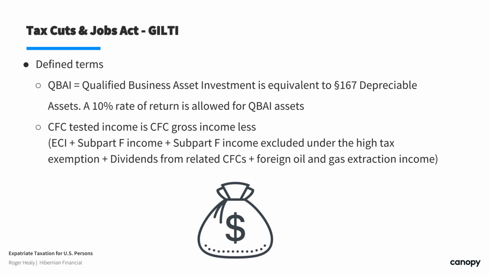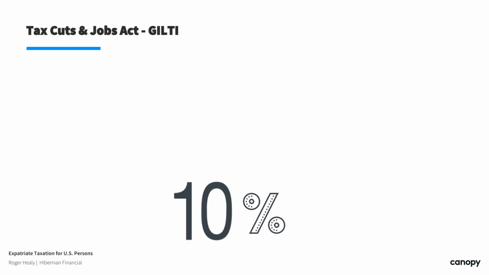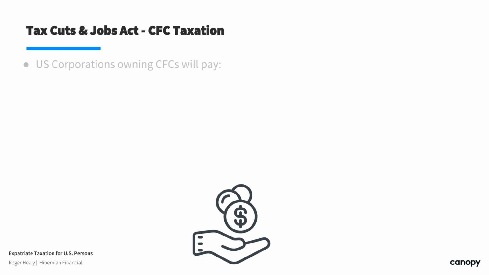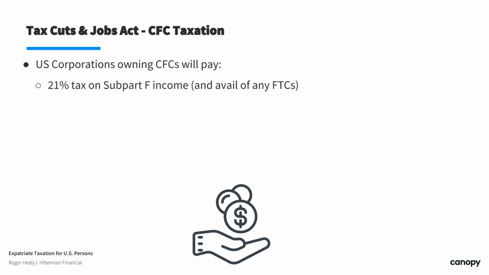GILTI, the Global Intangible Low-Taxed Income, is the net CFC tested income that exceeds the allowed 10% return on the adjusted basis in depreciable assets, the QBAI, less any interest expense. So U.S. corporations owning CFCs will pay 21% tax on their subpart F income and continue to avail of any foreign tax credits, and a 10.5% GILTI tax on their GILTI income, with an allowance of only 80% of their foreign tax credits, and we'll see how we arrive at 10.5% in a moment.